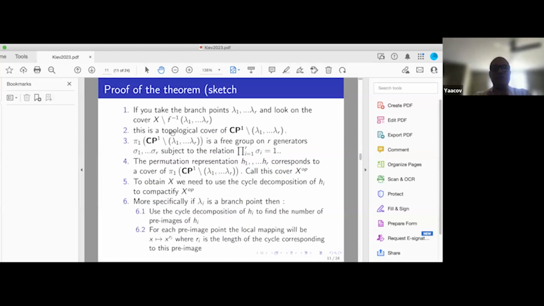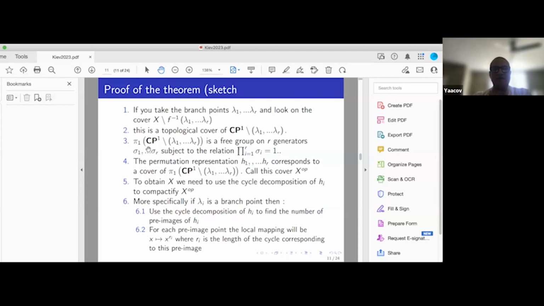Okay, now how do you prove the theorem? It's a sketch, and excuse me for the typos. If you take the branch points, lambda 1 to lambda r, you look at the cover X minus these branch points. So this is the topological cover of the Riemann sphere minus lambda 1 to lambda r. Once again, I start with a compact version, because if it's the non-compact version, you forget the point at infinity, and this is bad. You want to consider the point at infinity as an equal partner with the other finite branch points. So you have the topological cover.